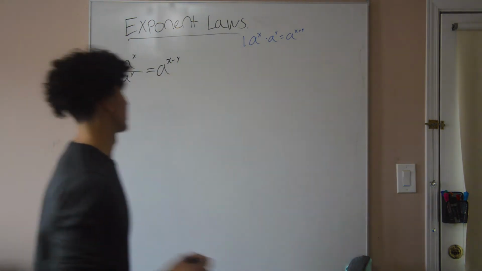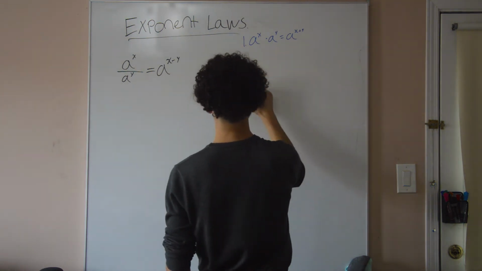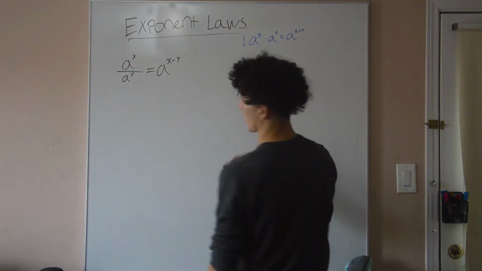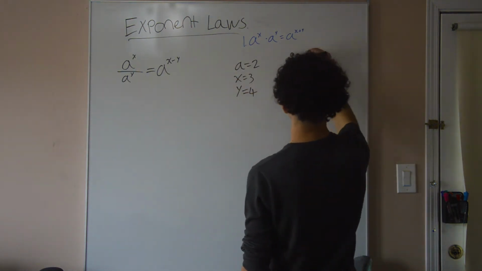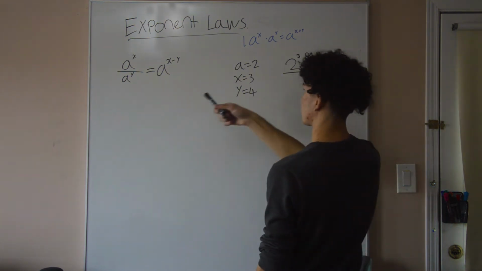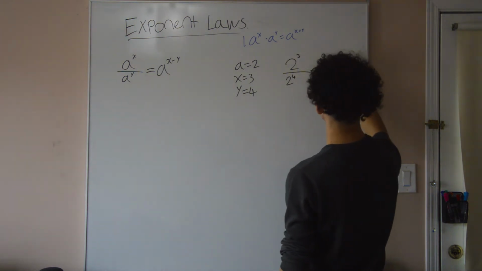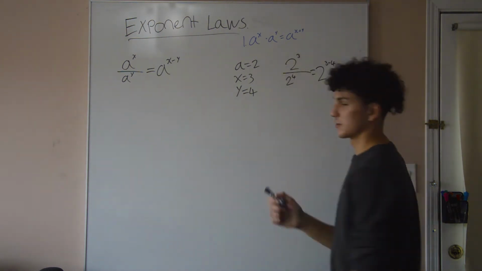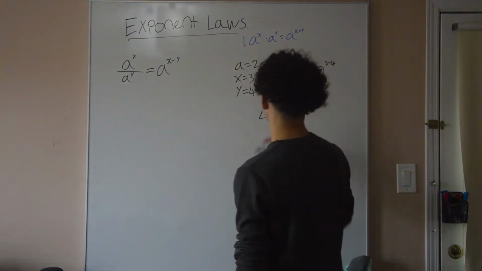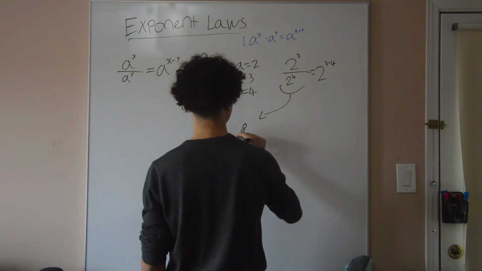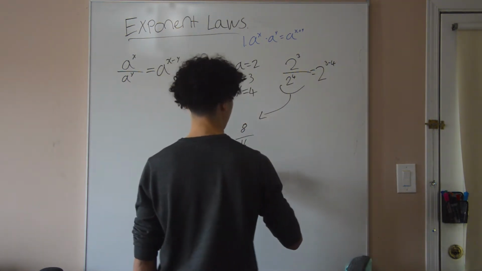And again, I'll show you guys an example. This time, let's say a equals 2, x equals 3, and y equals 4 again. And let's just sub it in. So we have 2 to the 3 divided by 2 to the 4. And we're saying it's equal to 2 to the 3 minus 4. Well, let's do the math. Let's take this one all by itself. 2 to the 3 becomes 8, and 2 to the 4 becomes 16. So 8 over 16, which is just 1/2.